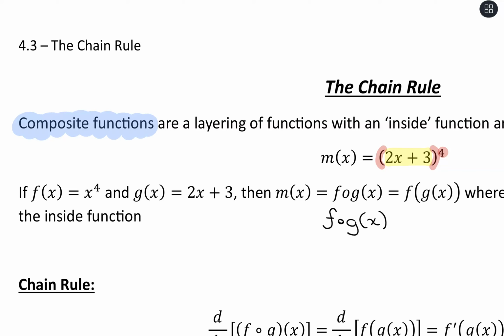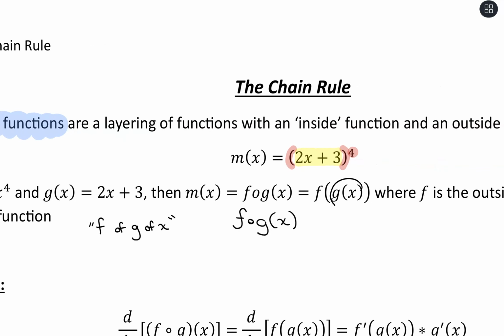For f of g of x is how I would read that out loud. F of g of x, where g of x is the inside function and f is the outside function. And we could layer it like this, where we see g of x on the inside and f of x on the outside. So part of what we need to do here is be comfortable with identifying what's the inside function and what's the outside function, because that's how we'll apply the chain rule for taking the derivative when we have a layered function like this.